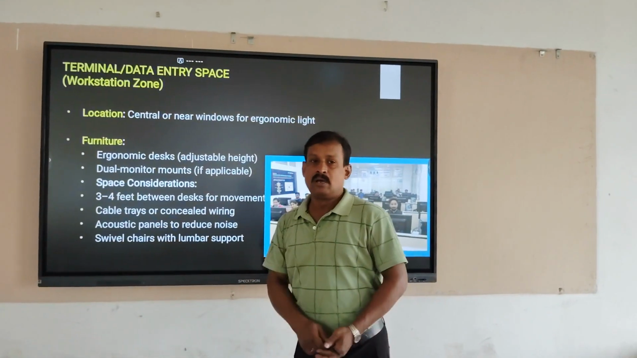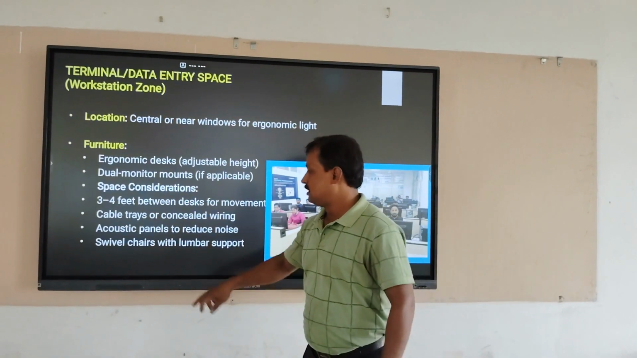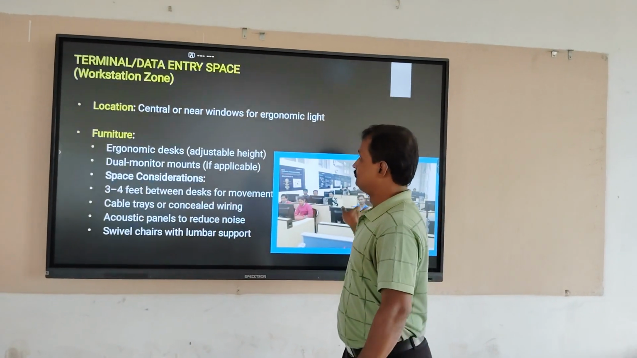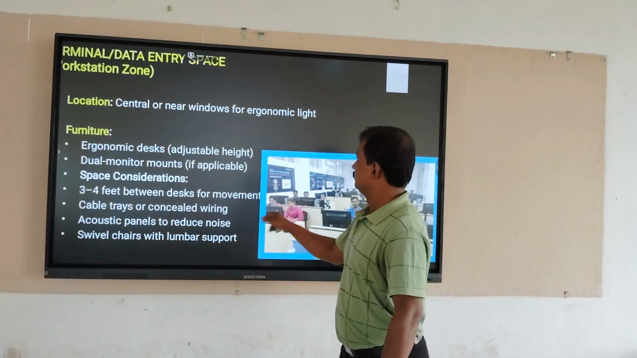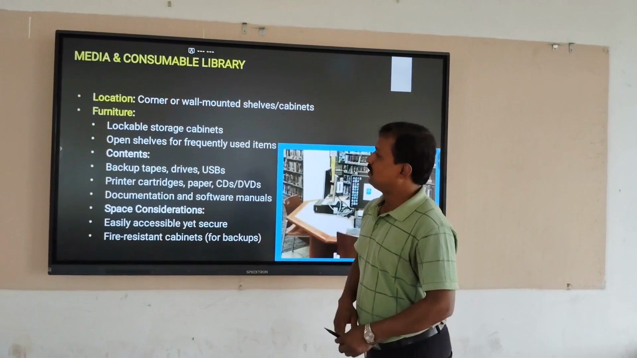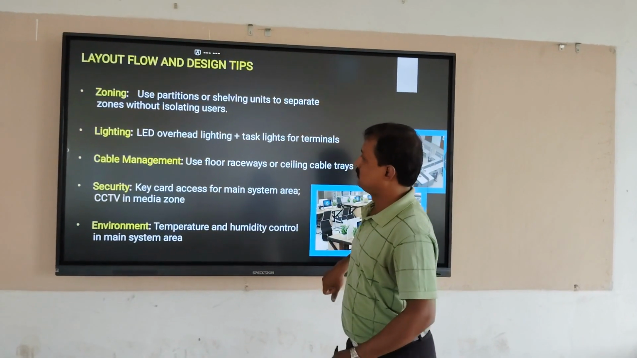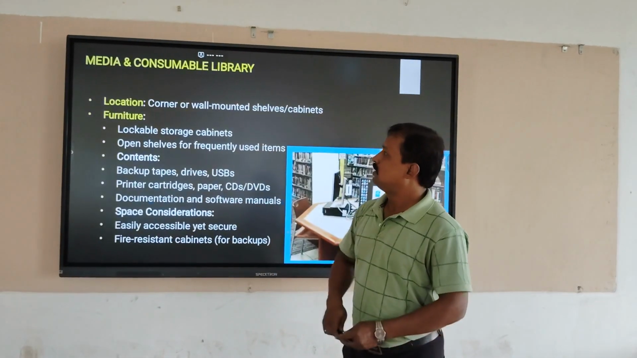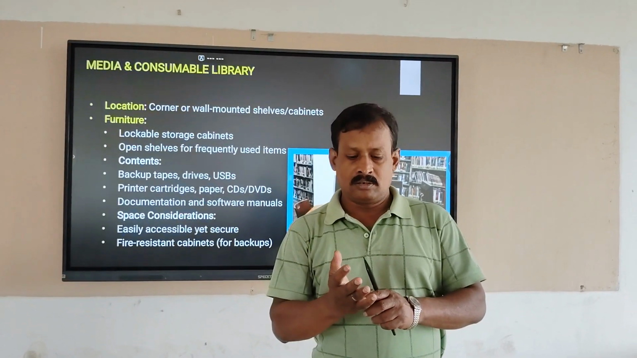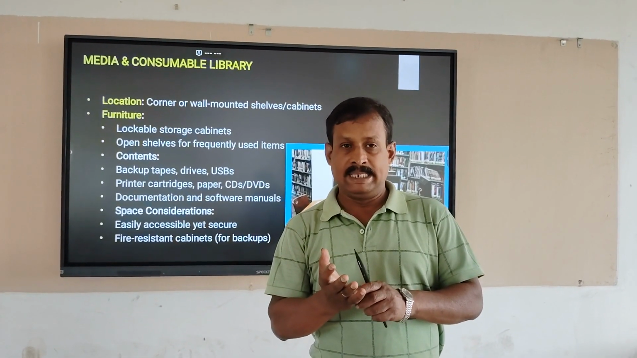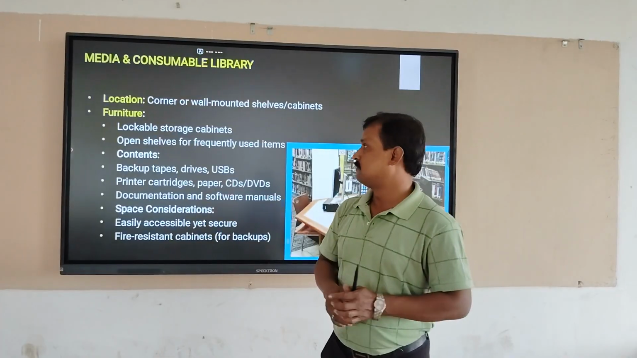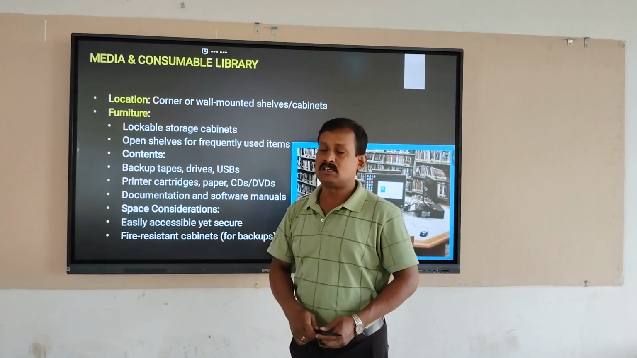Then cable layout: how we are installing the cables for the system. Then panel, chairs and tables. Then media and consumables. Consumable items are your cartridges, your pens, your pen drives, all these things. So where do we have to keep all the consumable items?